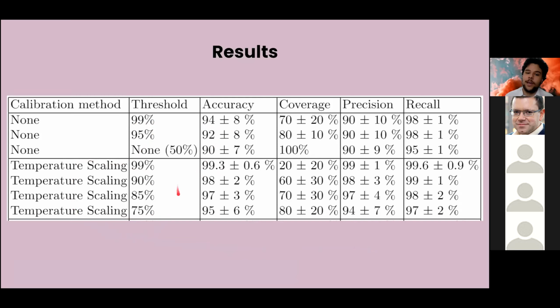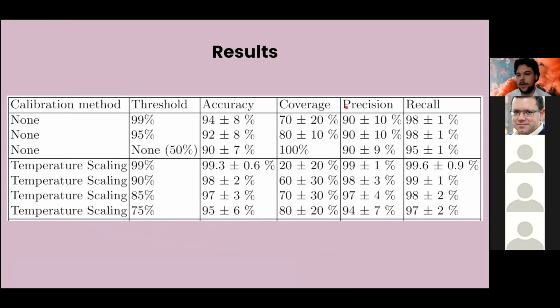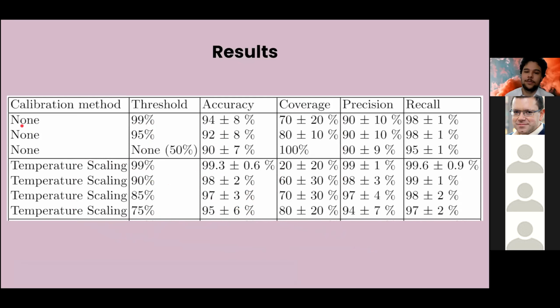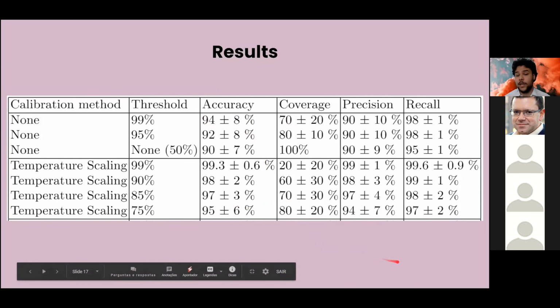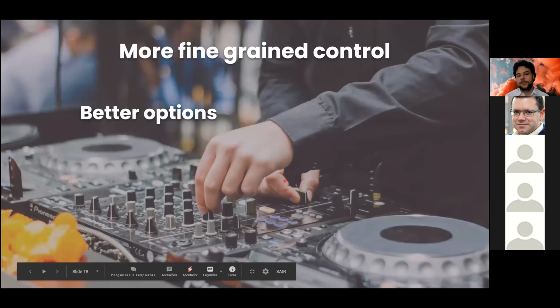And for lower levels of confidence, we still see high accuracy, and coverage means the percentage of the images that are going to be automated. So we also see we have better choices. In the uncalibrated model, for 70% of the images, we had 94% accuracy. With the calibrated model, with the same percentage of images, we can maintain higher accuracy. So it managed to greatly improve our results, and it gave us more fine-grained control and better options.